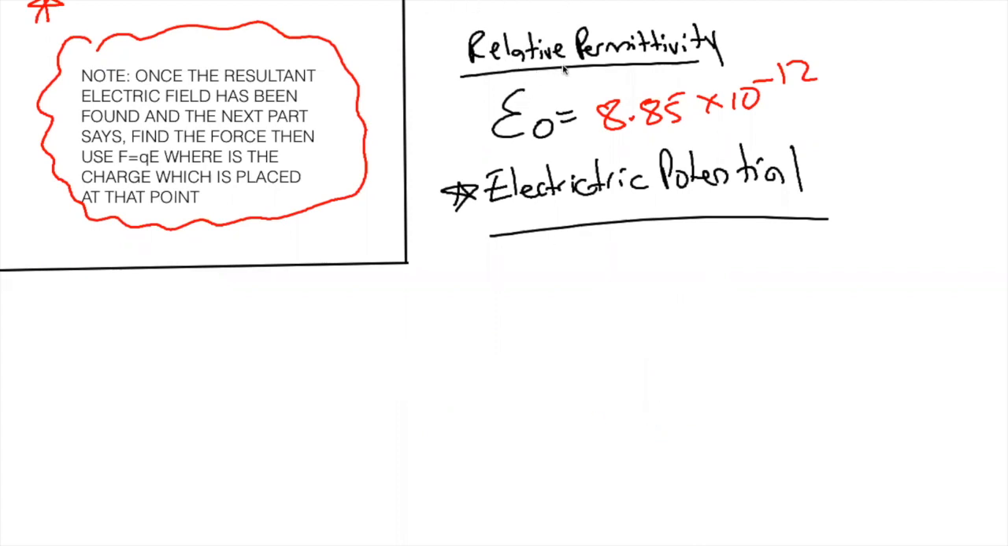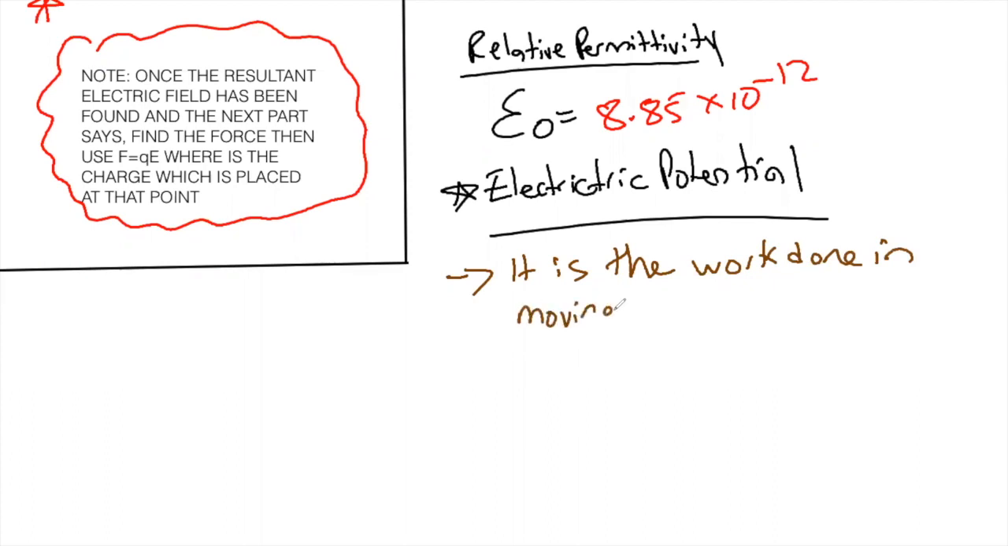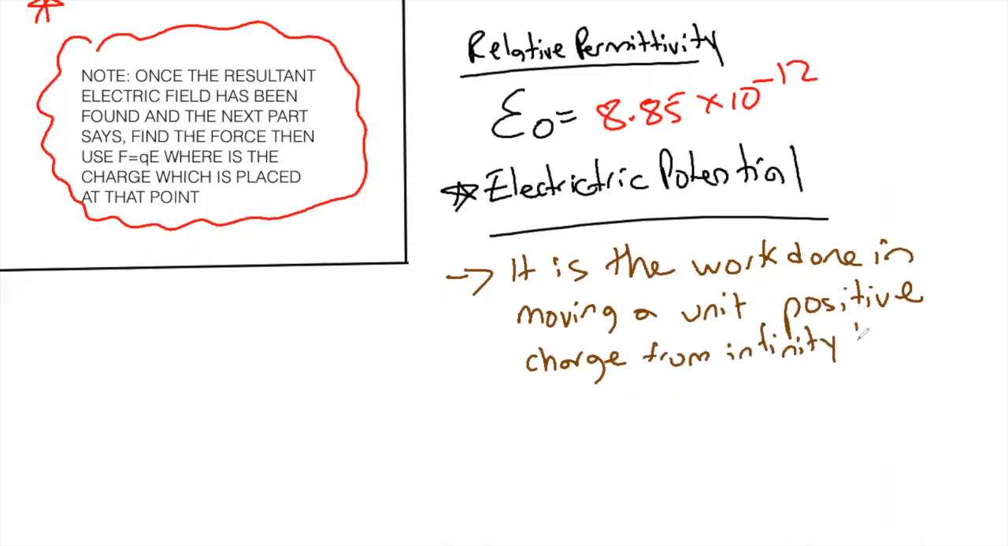All right, let's write the definition for this. Now, electric potential is the work done. Now, just pay attention to how similar these chapters are. It is the work done in moving a unit positive charge from infinity to a point in an electric field.